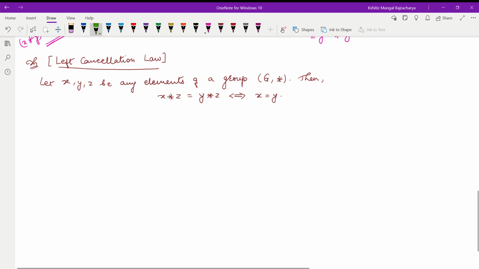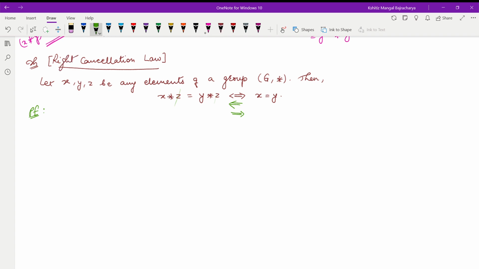Now to prove this, let's see. Let's prove this part first, then we'll prove this part. Sorry, this is the right cancellation law, because here we are going to cancel out these two z's. All right, so this is the right cancellation law.